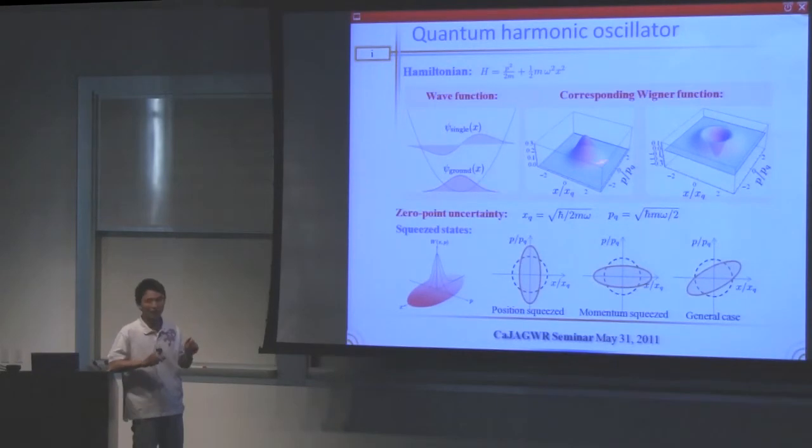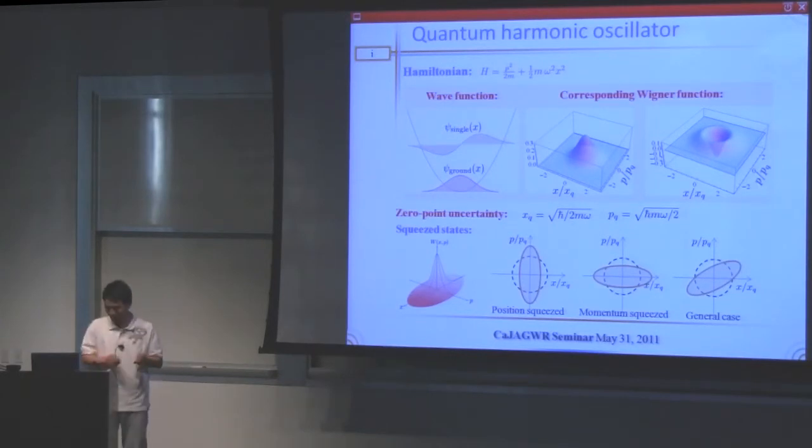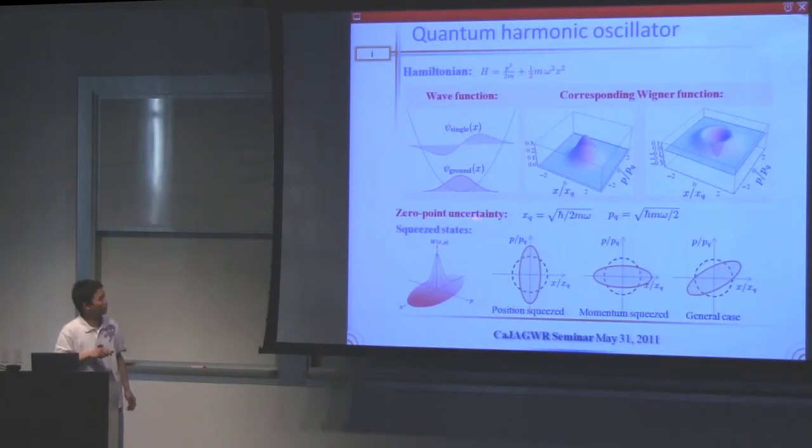It's also good to look at the corresponding distribution in the phase space. This is the Wigner function. For the ground state, it's simply a two-dimensional Gaussian distribution. And for the single excited state, you have this Wigner function. It's very interesting to have this negative value here. All right. And also the zero-point uncertainty, which is quite familiar to you, but I just want to go over it.